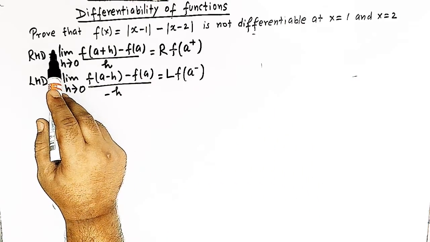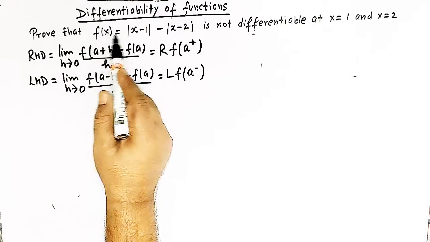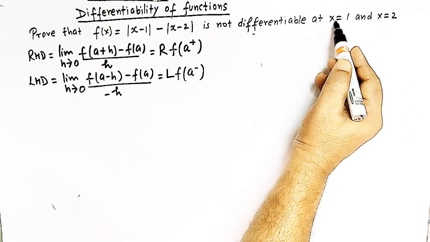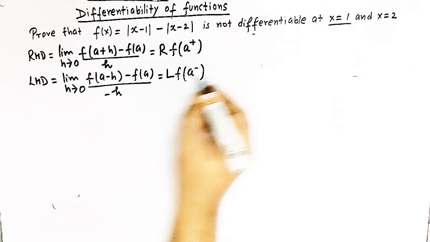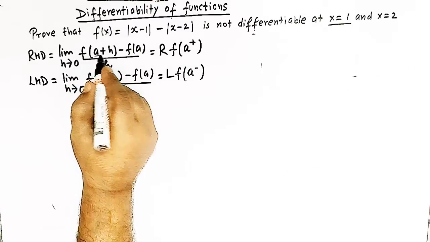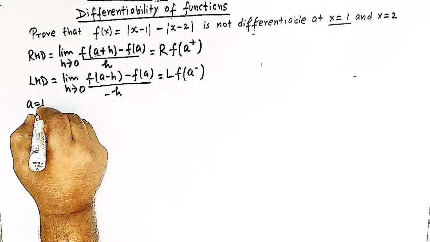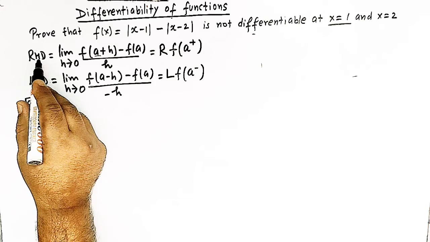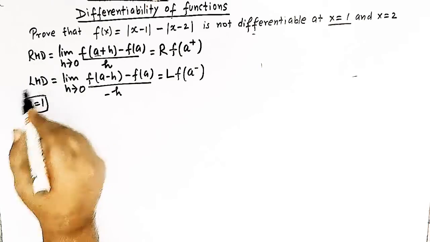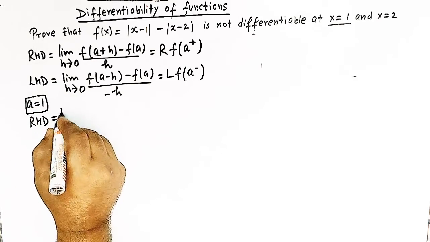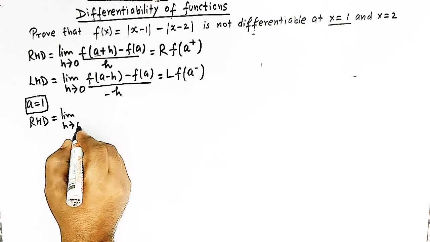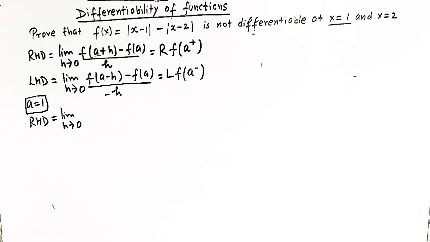So let us now prove the non-differentiability of this function at this point, that is x is equal to 1 and x is equal to 2. Let us first take this point, that is x is equal to 1. So here we'll now take a is equal to 1, right? Let us first find out the right hand derivative and then the left hand derivative. So the right hand derivative is now given by a limit, and here h tends to 0, and remember h is an infinitesimally very small quantity and it is always positive, right?